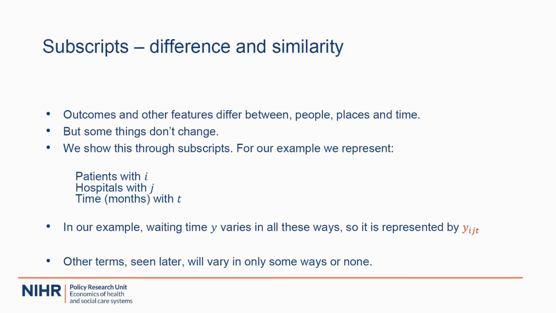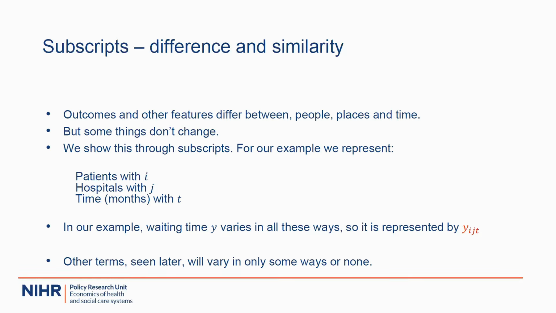And this will become hopefully a bit clearer as we go through, but just for now to know, we're going to use 3 subscripts. We're going to refer to patients with I, hospitals with J, and time in months as T. And you can see that our outcome, waiting time, varies between all of these groups. So you can think of it as different patients wait different amounts of time to be seen.